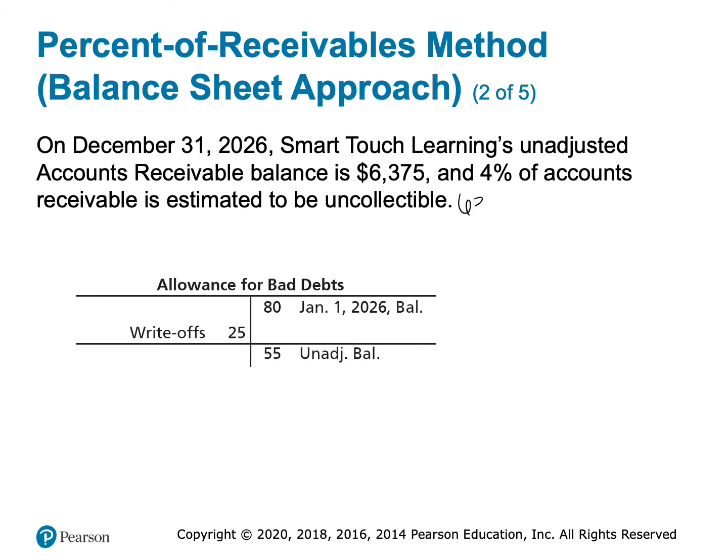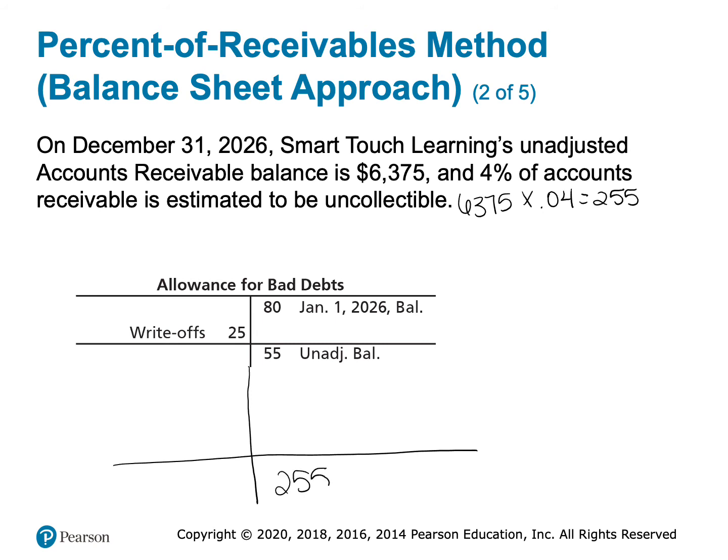$255. So 6375 multiplied by 0.04 is $255. So this $255 is really my target ending balance in allowance for bad debt. That should always be on the credit side because allowance for bad debt is a contra asset with a normal credit balance. So I want to draw my T account and make allowance for bad debt be $255.